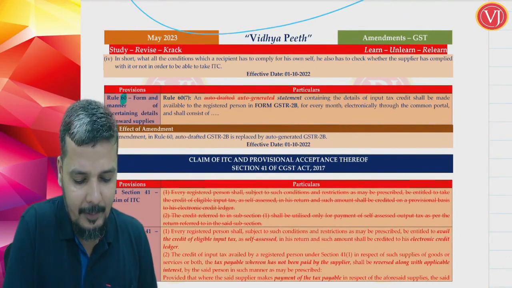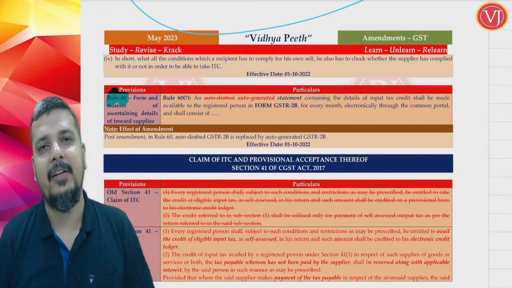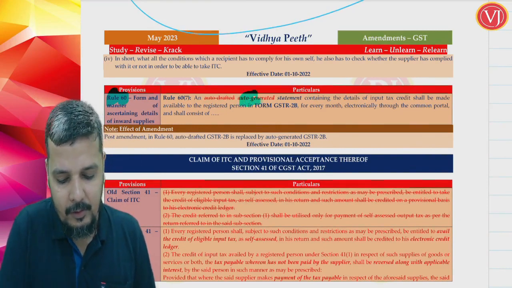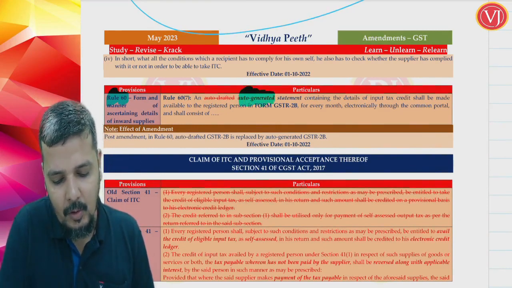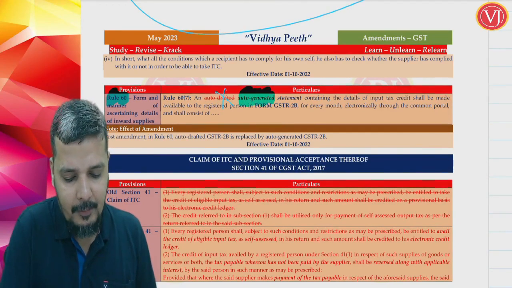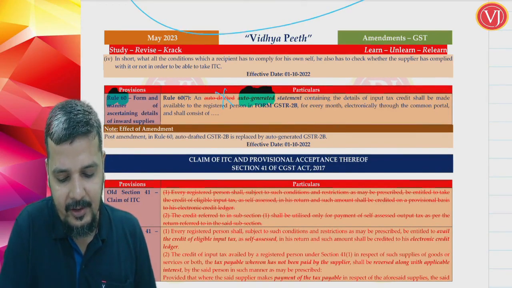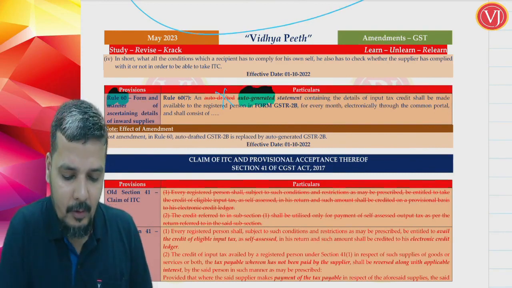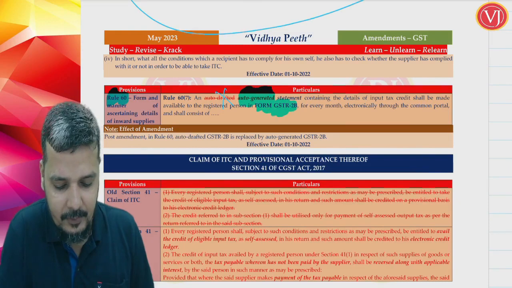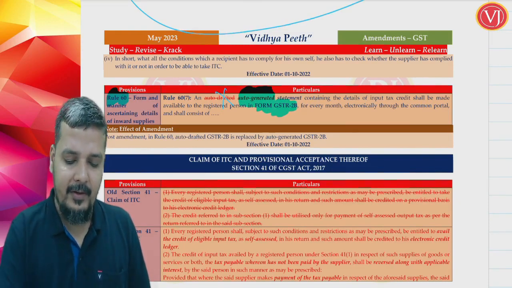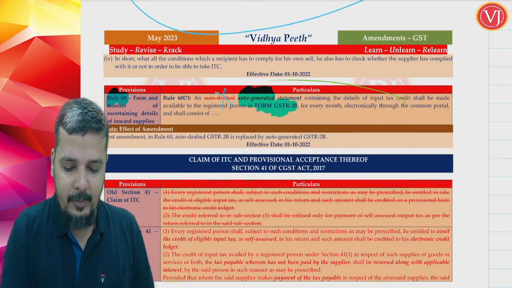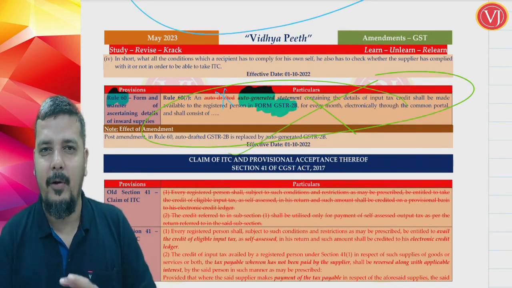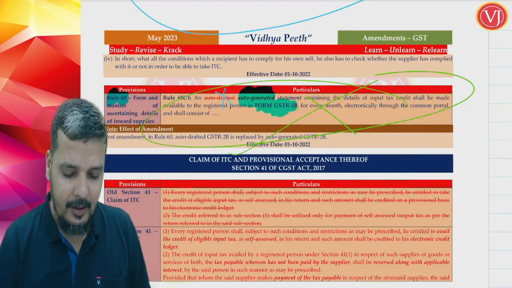You need not see that amendment, not at all relevant. Previously the wordings used were auto drafted. Now everywhere you will find auto generated. It's not auto drafted anymore, it is an auto generated statement. The GSTR 2A 2B which I get is not auto drafted anymore, it is auto generated GSTR 2B. So obviously for exams you may easily skip this. Nothing, not at all important. It's not an exam matter, this is only a corresponding effect of the amendment, not at all relevant for your exams.